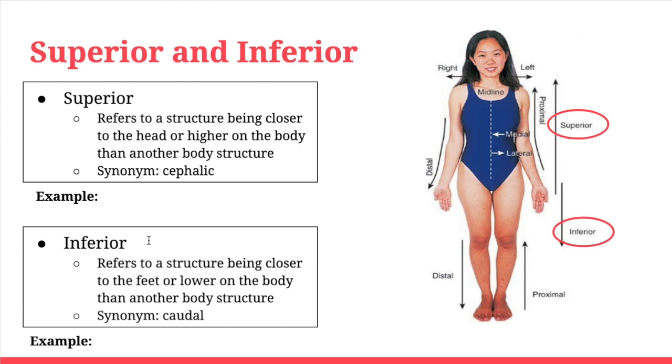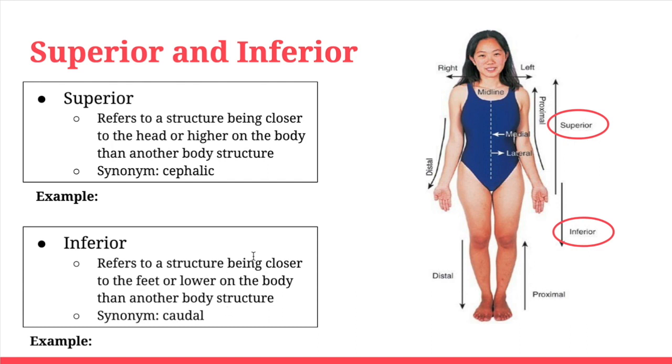On your notes, you've got a spot here to come up with an example for superior. Choose one body part that is higher up or closer to the head on the body than another, and say the blank is superior to the blank. That's how you'll fill in your example for superior. Again, as you're coming along where you need to fill in examples, you can pause the video and then continue when you've typed in your example.